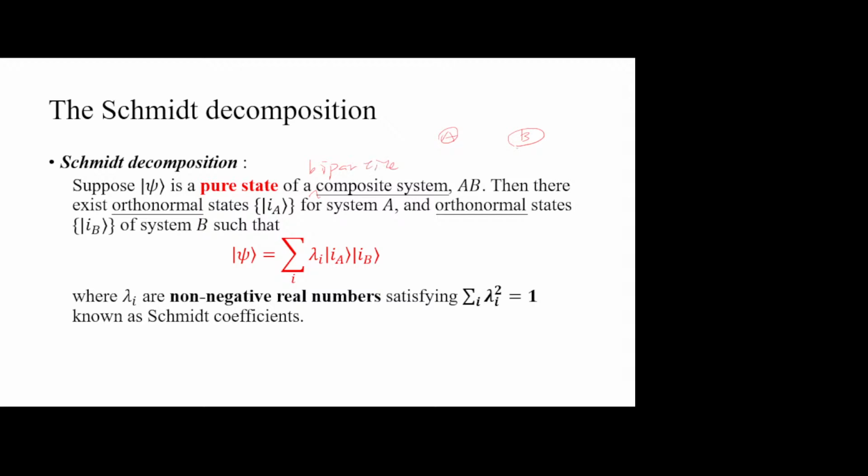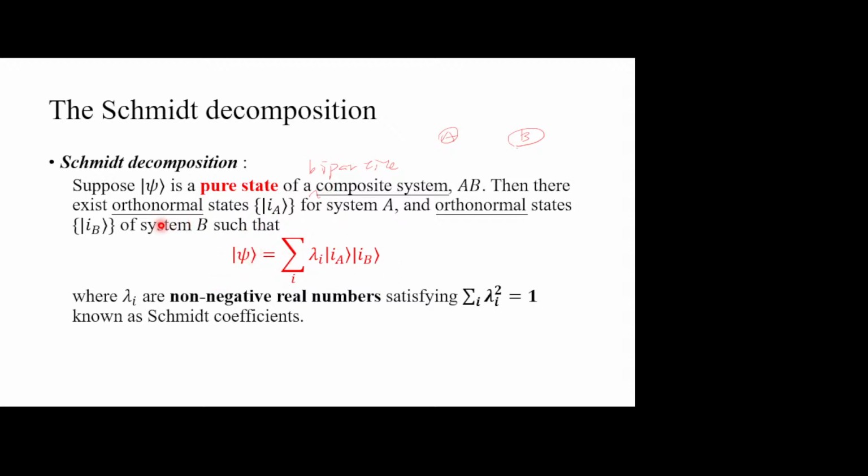So the first important thing, we only consider the state as pure. Second important thing, we only consider systems that only have two components. And we find out that there is a good way to write down this pure state that will tell us a lot about the entanglement between A and B. And it's in this form.